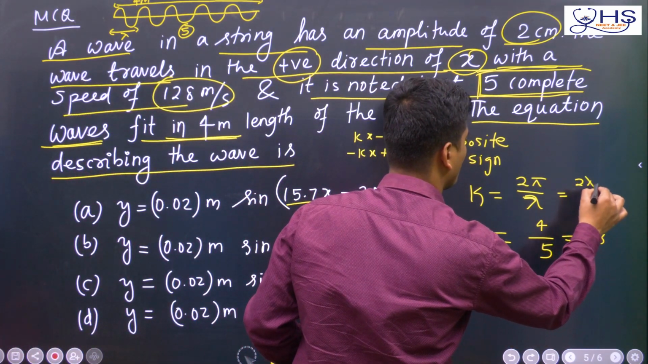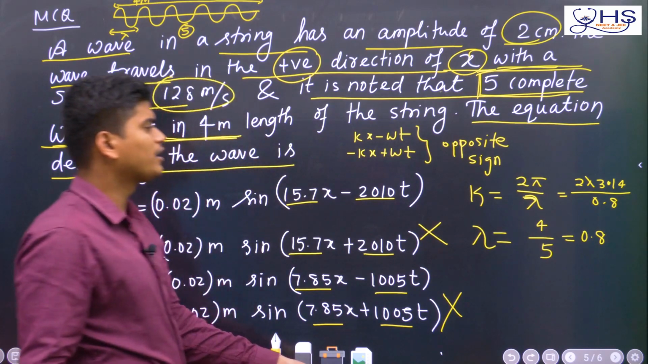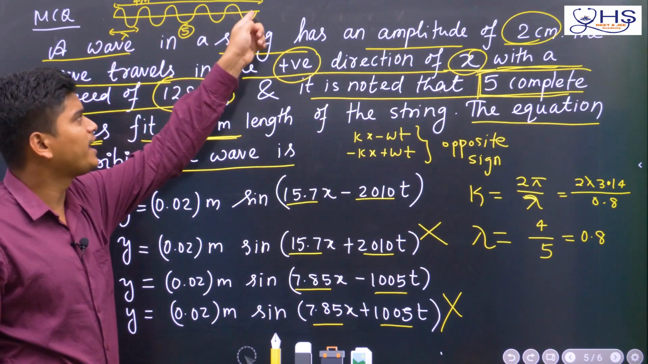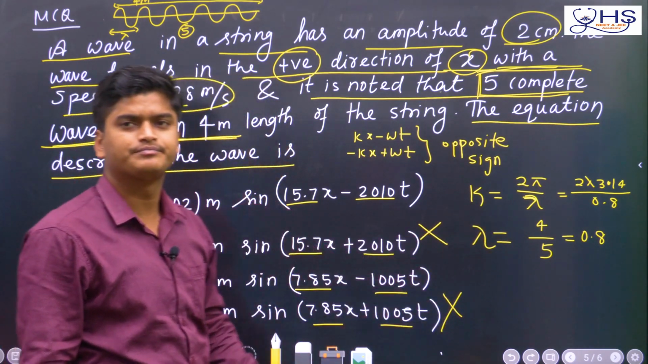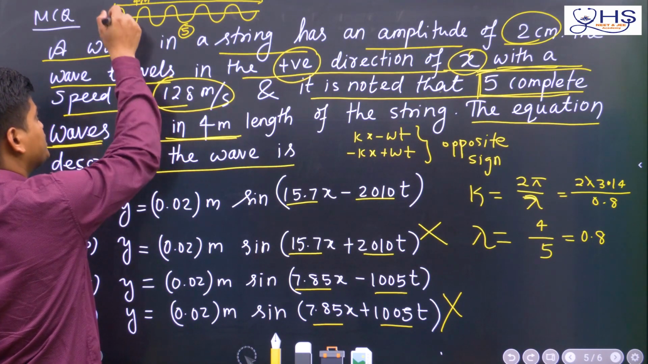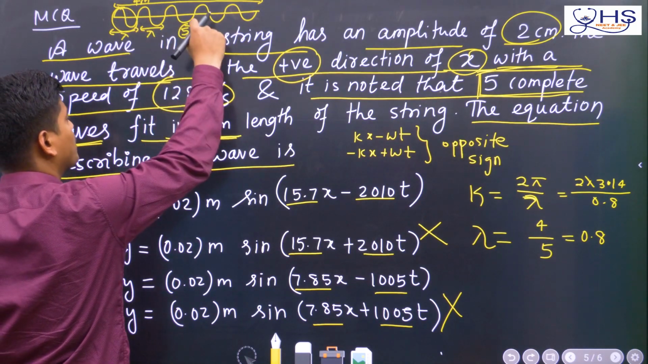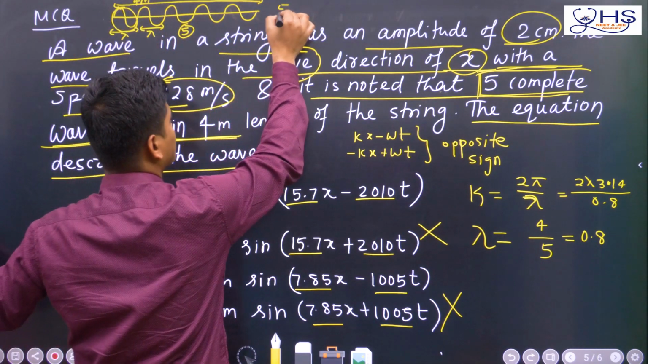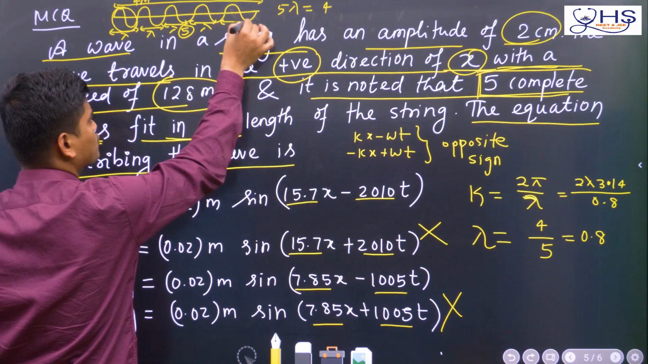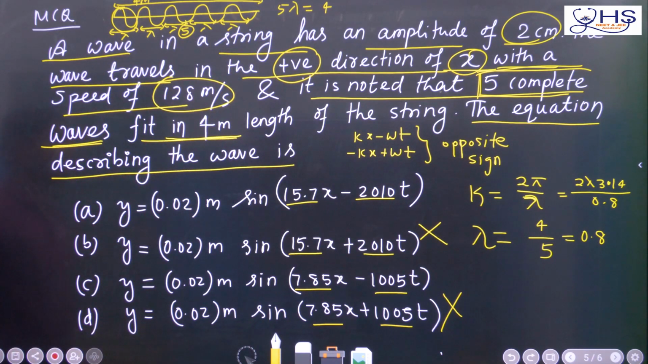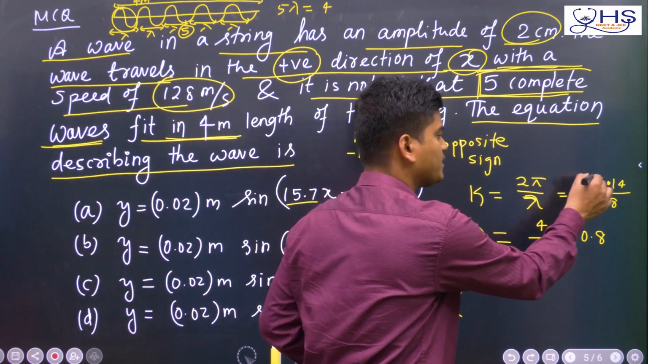Now here substitute 2 into pi, which is 3.14, divided by 0.8. Now try to understand here. In a 4 meter length you have 5 complete waves. So what is the wavelength? Wavelength is nothing but 4 by 5. How are you calculating? Now see, this is one wavelength, this is one wavelength. How many wavelengths are there? Like this 5 wavelengths. So 5 into lambda is nothing but 4. So this lambda, here also one lambda, here also one lambda. So 5 lambda equals total 4 meter, so lambda will be 4 by 5, so 0.8.